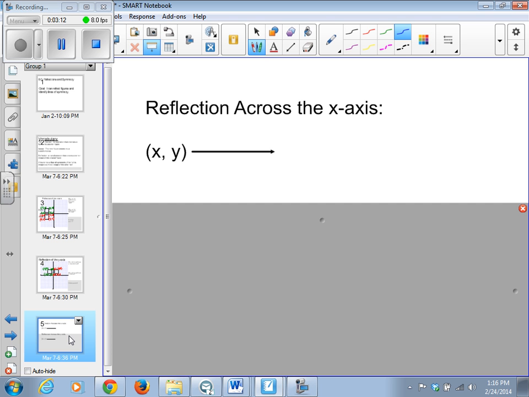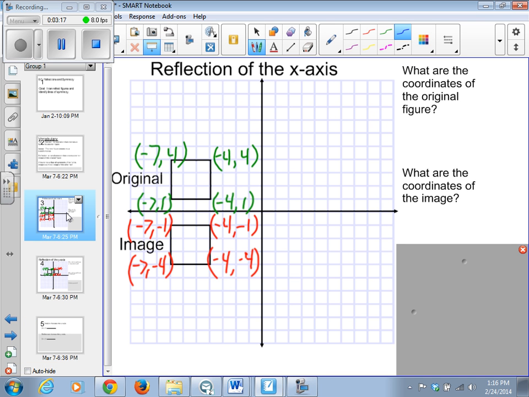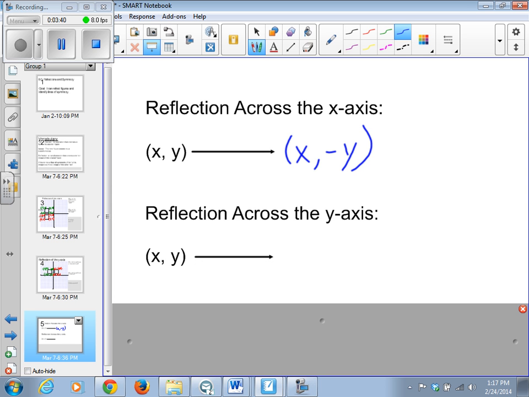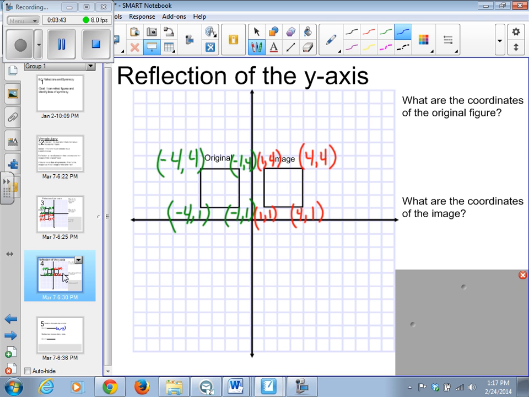So now when we reflect across the x-axis, we can look back at what happened to the x and y coordinates. Well, the x coordinates stayed the same, but the y coordinates went from positive to negative. So we would put x, negative y. And the pattern that was reflected across the y-axis was this time our y stayed the same, but x changed sign.